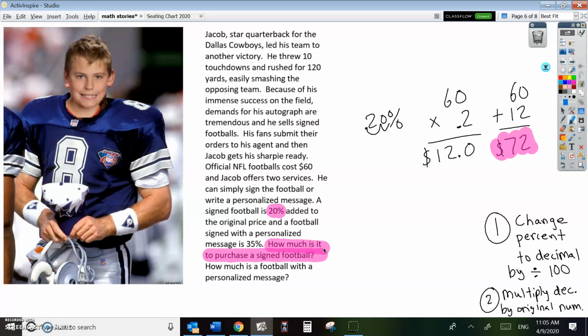Now let's figure out how much is a football with a personalized message. We'll highlight that question in yellow. And let's work the math for that problem.